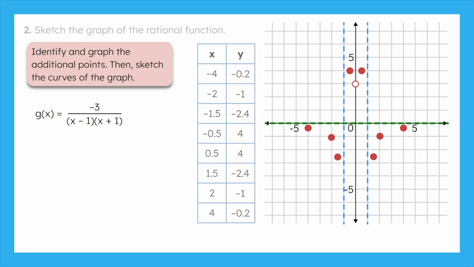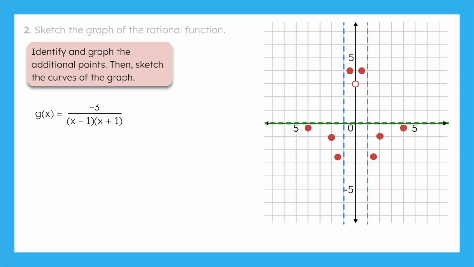To sketch the graph, we'll connect points in each branch, starting where x is less than negative 1. As x approaches negative infinity, y approaches 0. And as x approaches negative 1, y decreases toward negative infinity. In the middle of the graph, there is a hole at 0, 3, and the graph increases toward infinity on both sides. Finally, where x is greater than 1, as x approaches 1, the graph decreases toward negative infinity, and as x approaches infinity, the graph approaches y equals 0.